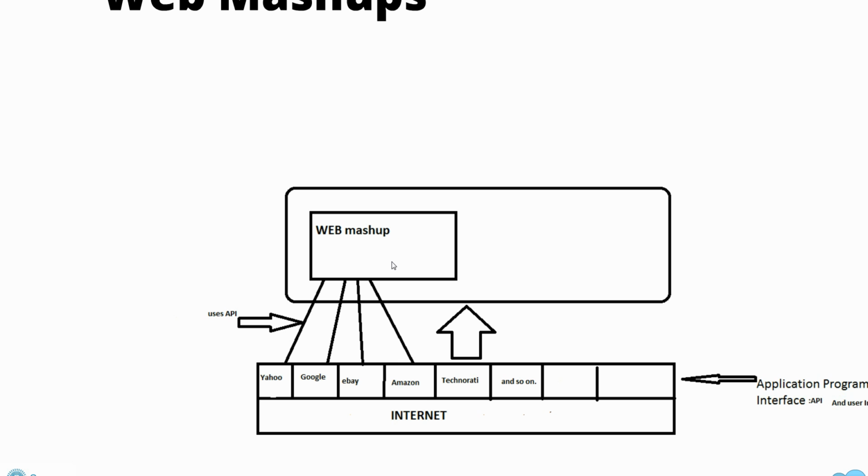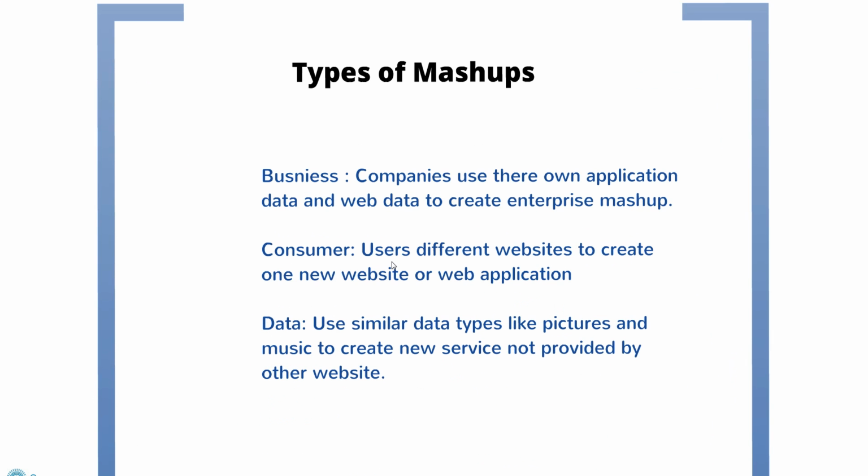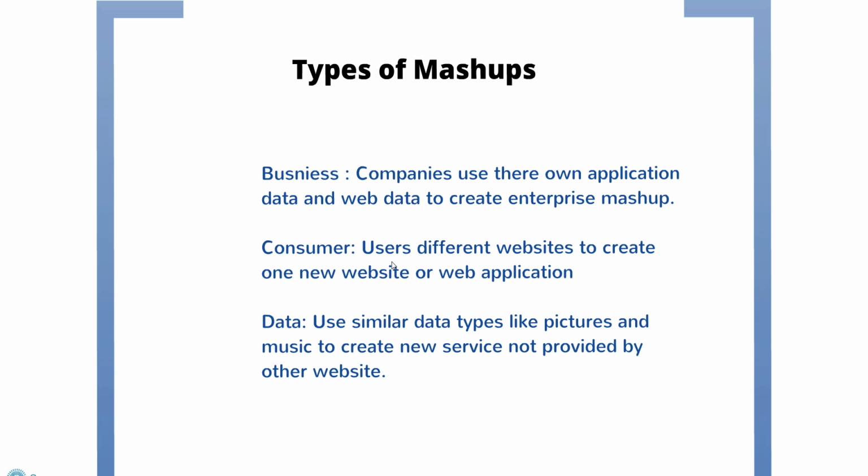So this is how the web mashup works, and we'll now look at the types of mashups. The types of mashups are business, consumer, and data. A company in the business sense would use their own in-house applications, or the application and some web resources, to create an enterprise mashup. What this means for a company is they can use the data inside their company and the external data which is on the web to create a whole new application or a web page that gives them the data or the information that they are looking for.